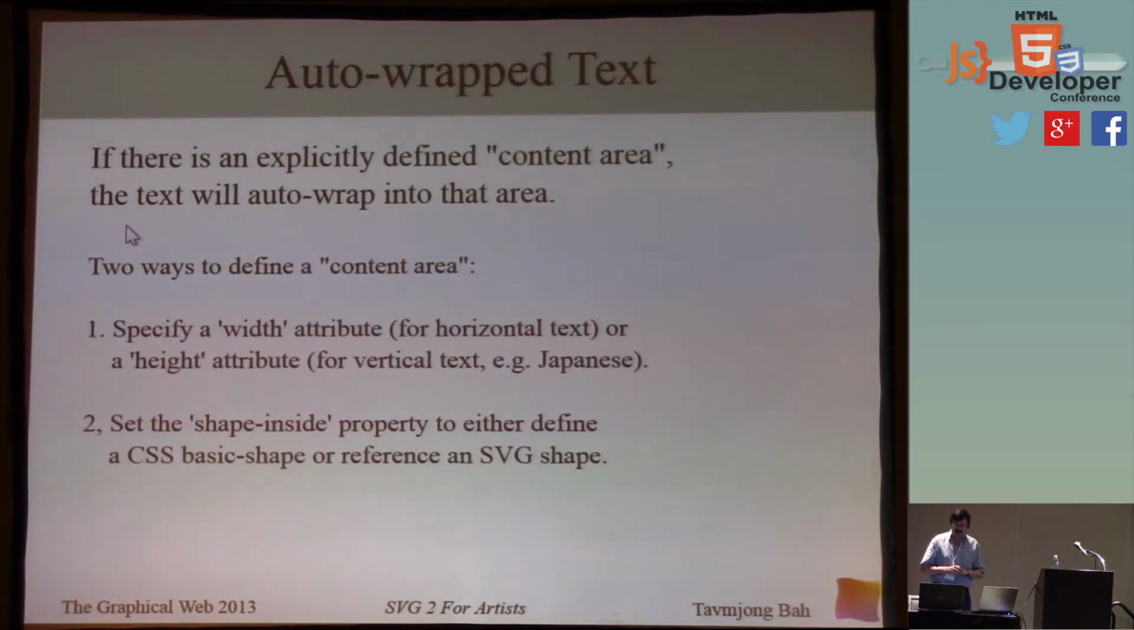Now, auto-wrap text. If you provide a content area, the text will auto-wrap in it. There are two ways to define a content area. One is to specify a width. How wide do you want your content area to be? That is for horizontal text, or how high you want it to be for vertical text. Or you can set the shape-inside property, which is something from CSS Shapes, to define a region for your content area, either through a CSS basic shape or by referencing an SVG shape.